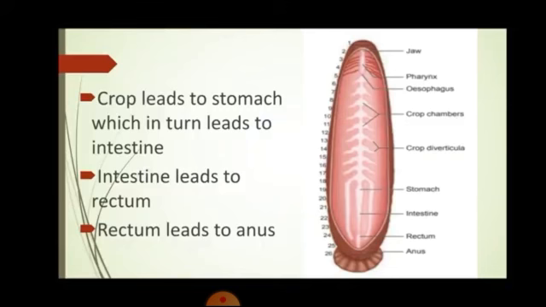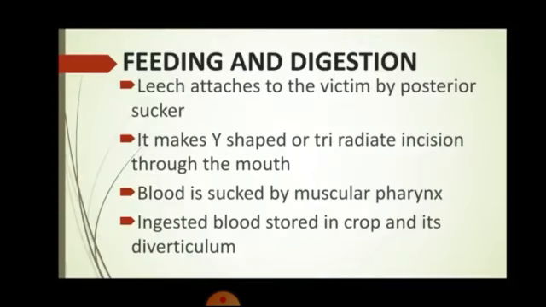So these are the entire parts of the alimentary canal. I repeat, it begins with the mouth, which leads to the buccal cavity, which in turn leads to the pharynx. The pharynx leads to the esophagus. The esophagus leads to the crop, and the crop leads to the diverticula or ceca, which in turn lead to the stomach. The stomach leads to the intestine, the intestine leads to the rectum, and the rectum leads to the anus.